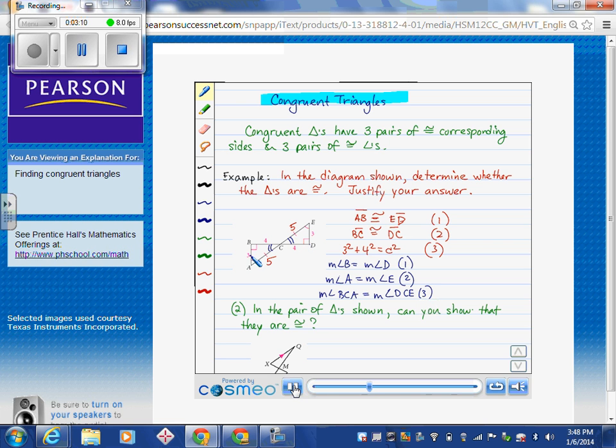Alright, why don't you see if you can name the congruent triangles in the order in which they're congruent while I take a little break, and then when you have finished, hit continue.